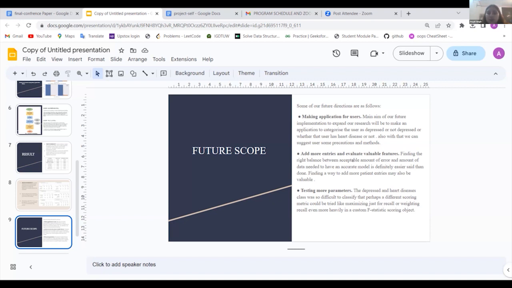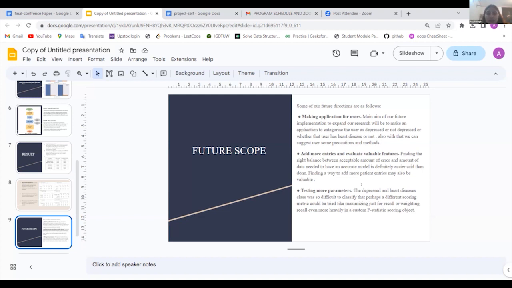The second direction could be to add more entries and evaluate valuable features. Finding the right balance between an acceptable amount of error and the amount of data needed to have an accurate model is definitely easier said than done. Finding a way to add more patient entries may also be valuable.